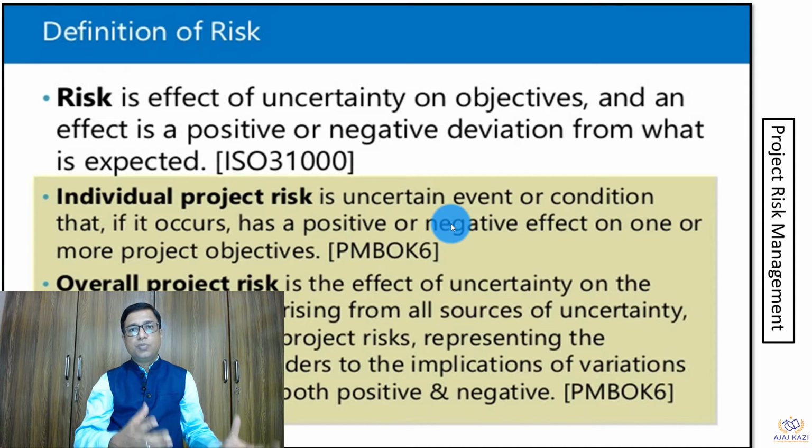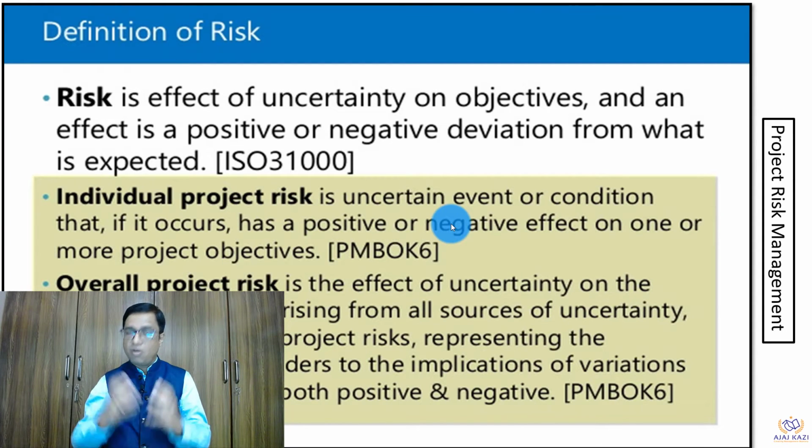It has both positive and negative sides, and from the objective you can go to the positive side, or it will have a negative impact on your objectives. In PMBOK, it is said that risk is an uncertain event or condition that, if it occurs, has a positive or a negative effect on one or more project objectives.